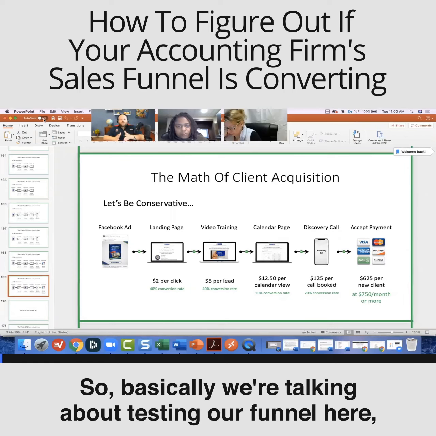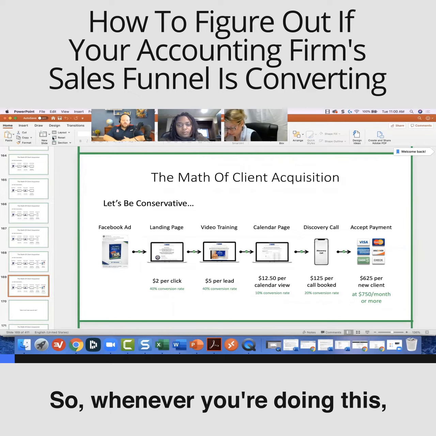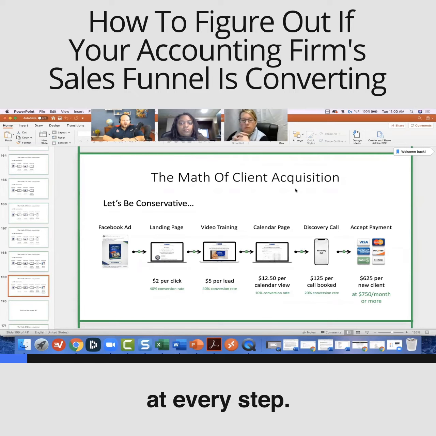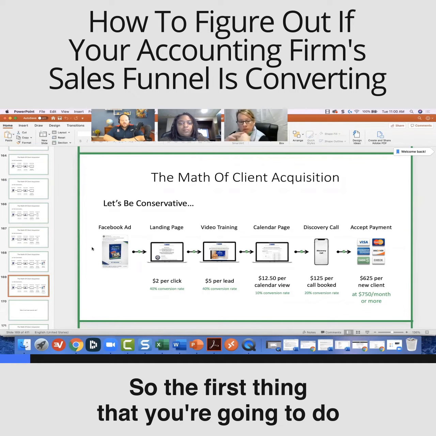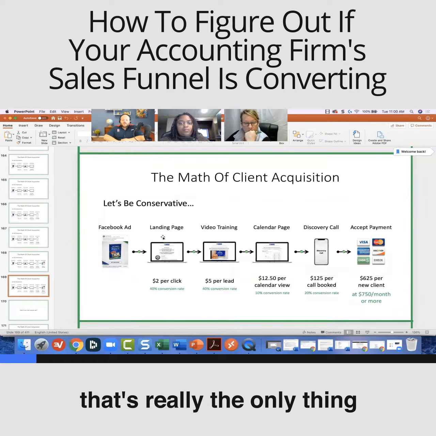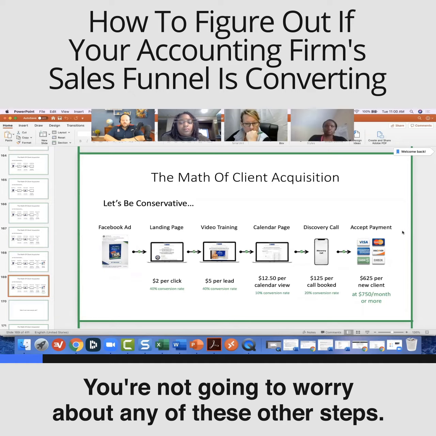So basically, we're talking about testing our funnel here, not necessarily testing a niche, right? But whenever you're doing this, what you want to do is optimize this process at every step, right? So the first thing that you're going to do whenever you start running an ad to your landing page, that's really the only thing that you're going to focus on at first. You're not going to worry about any of these other steps.